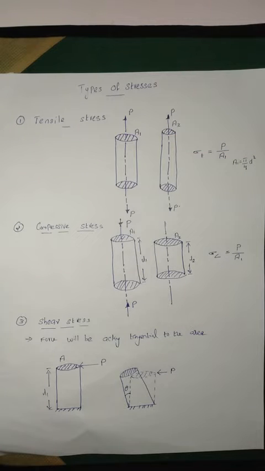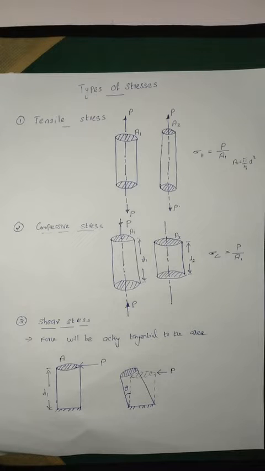Why is it called a tensile load? Because the effect of this load is to pull the shaft or pull the member. As a result, the length of the member increases and the area decreases. So under the action of this tensile load, the member has elongated, and the member has developed tensile stress.